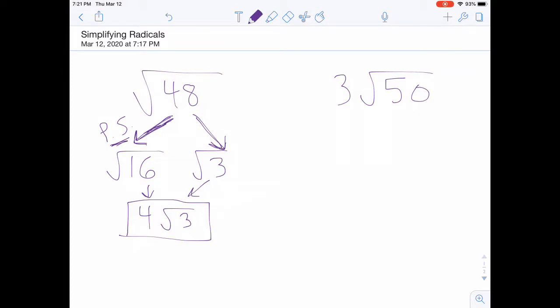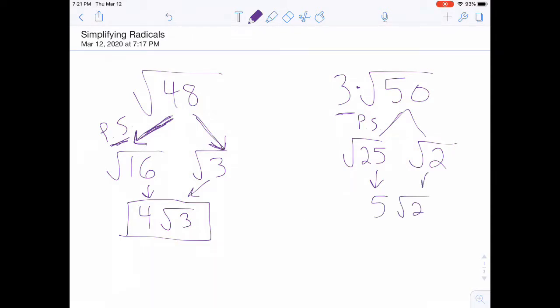Now I'm going to forget about this 3 for a little bit, okay, but the 3 is being multiplied to the square root of 50. 50 is not a perfect square, but I can split up 50. Again, I want my perfect square on the left-hand side, whatever's left on the right. If I'm dividing 50 by my perfect squares, I notice that 25 times 2, where 25 is a perfect square. The square root of 25 can be simplified to 5 times the square root of 2. That gets brought down.